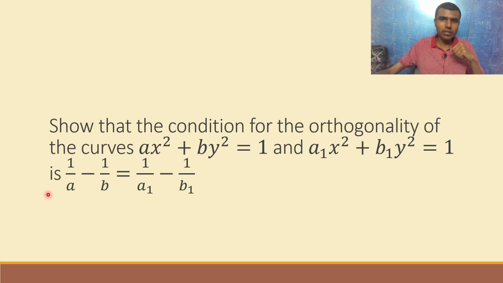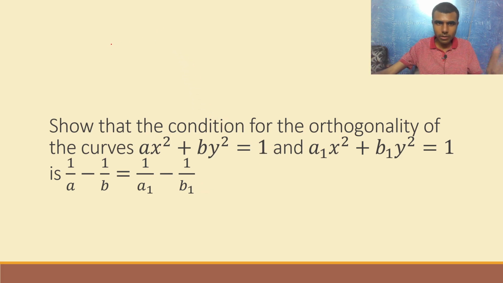Now let us see how to solve this given question. Here, we have to show that the condition for the orthogonality of the curves ax square plus by square equal to 1, and a1 x square plus b1 y square equal to 1, is this. Let me brief you a little on what is this orthogonality of curves.